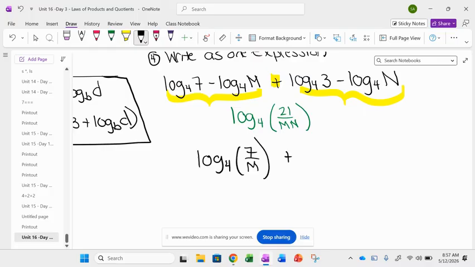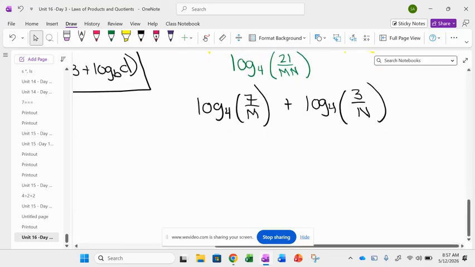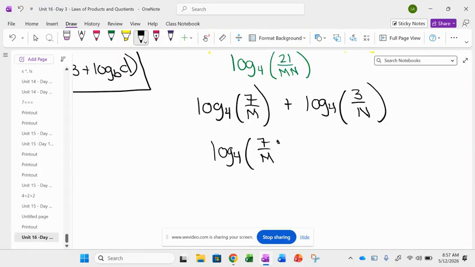And then on the right side, again, I have subtraction, which I can condense to the division of the arguments. So now I have log base 4 of an argument plus log base 4 of another argument. Because it's the same log with the same base and there's addition between them, I can now condense that into multiplication of their arguments. And when you multiply, you just multiply across. So 7 times 3 is 21. M times N is MN.